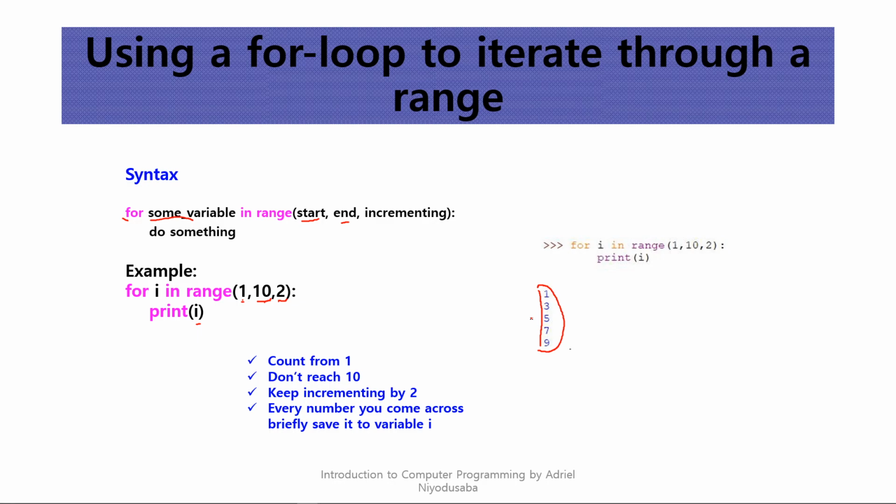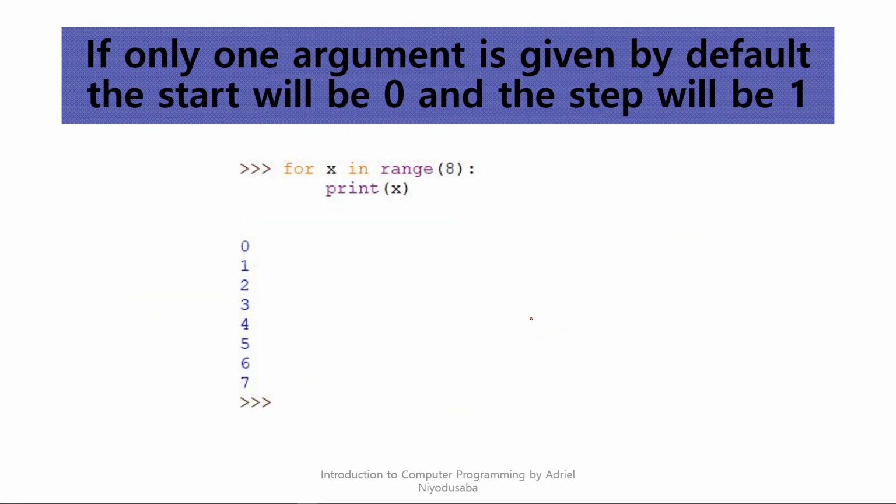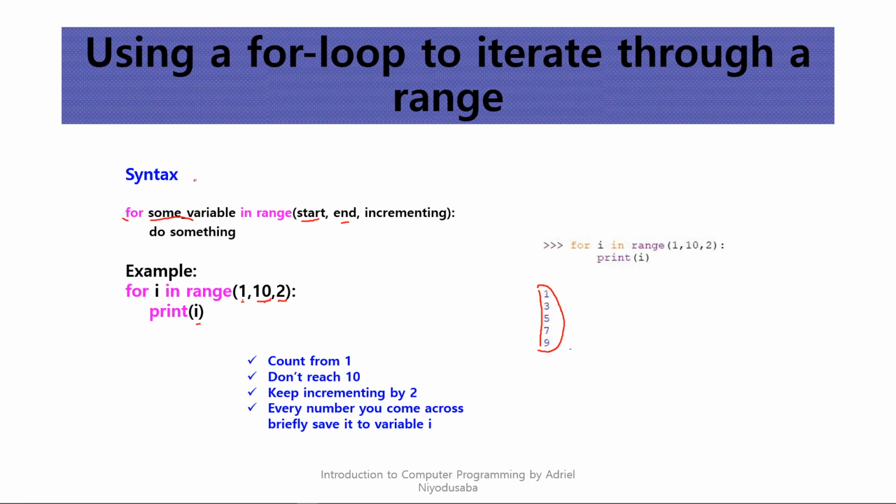Now, knowing this idea of the range, you can ask yourself, what happens if out of those three arguments I give just one? Or what if I give just two? It turns out if you give just two arguments, if for example I only gave 1 and 10, Python will assume that you want to count from 1 to 10, and for the third argument which is missing, it will by default consider it to be 1.